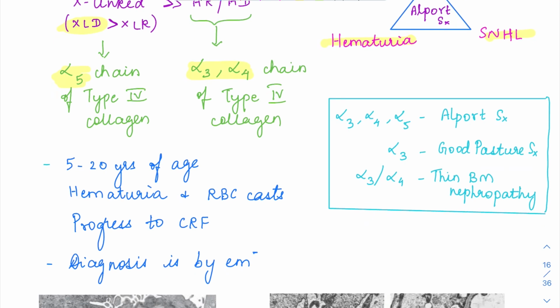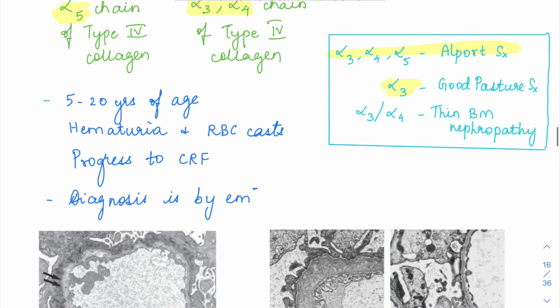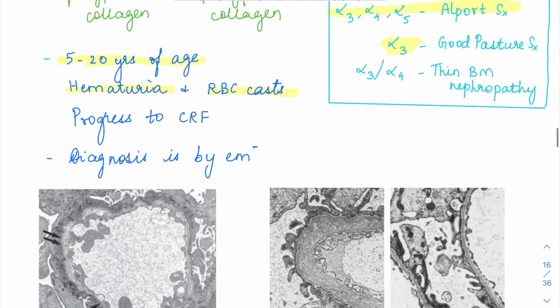If you remember, we had already discussed something related to this. In Goodpasture syndrome, it was type 4 collagen, NC1 domain of the alpha 3 chain. So the alpha 3 chain was affected in Goodpasture syndrome, while all 3 chains, alpha 3, 4 and 5, are affected in Alport syndrome. The age group affected is younger, 5 to 20 years, children or adolescents, and they present with hematuria with RBC casts.